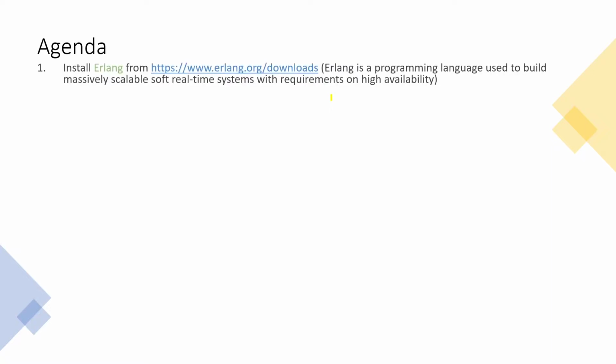So we need a few prerequisites. The first one is we need to install Erlang. Erlang is a programming language which is used to build massively scalable soft real-time systems which require high availability. Basically Erlang is a programming language similar to Java. To run RabbitMQ you need Erlang support, which is kind of like a JDK to run Java programs, something like that. Let us go ahead and install Erlang on our machine.